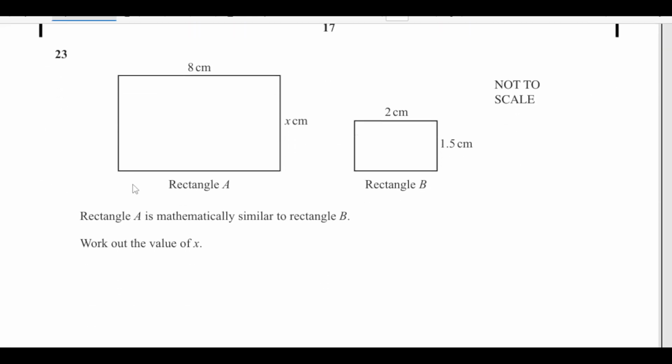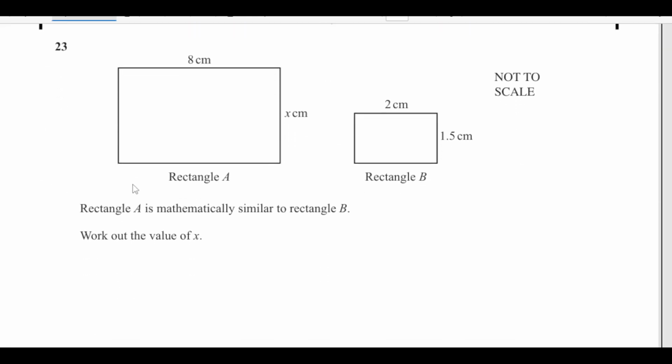Now, number 23. We can see there are two rectangles here. Rectangle A is mathematically similar to rectangle B. When it comes to similar, similar means their shape is the same, but the size is different.